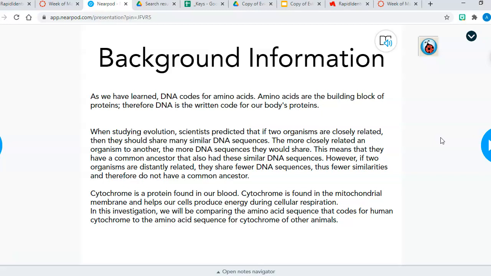So there's a protein called cytochrome. Cytochrome is a protein found in our blood. Cytochrome is found in the mitochondrial membrane and helps our cells produce energy during cell respiration. So we use this protein called cytochrome to analyze differences in the amino acid sequences, which again is an indirect way of looking at the DNA. In this investigation, we'll be comparing the amino acid sequence that codes for human cytochrome to the amino acid sequence for cytochrome for other animals. So again, you'll just click on the arrows and then you'll just complete the activities.